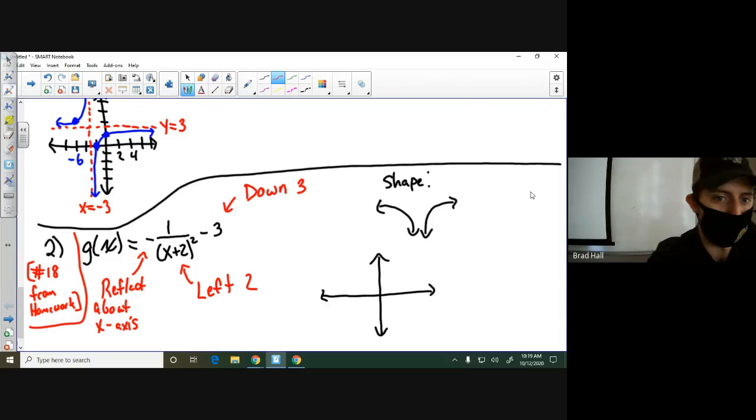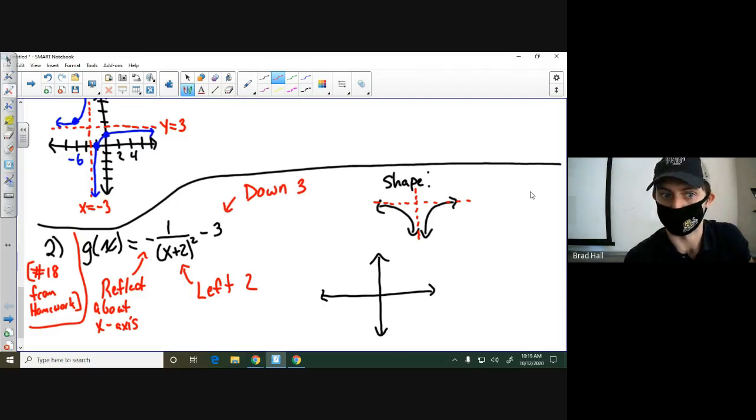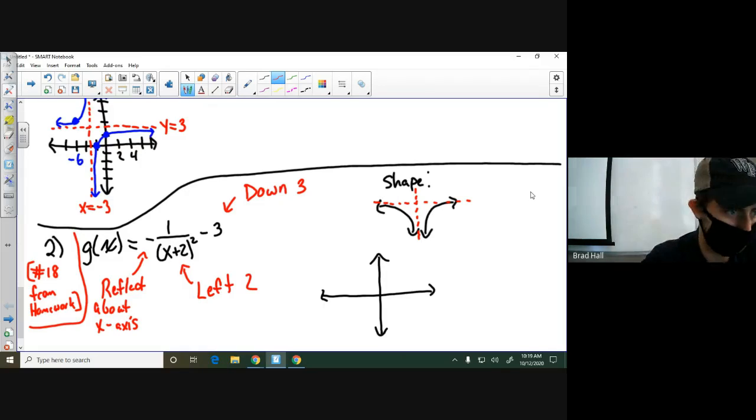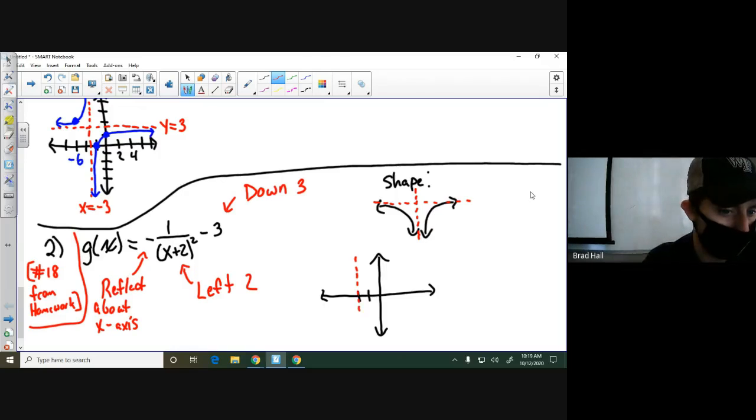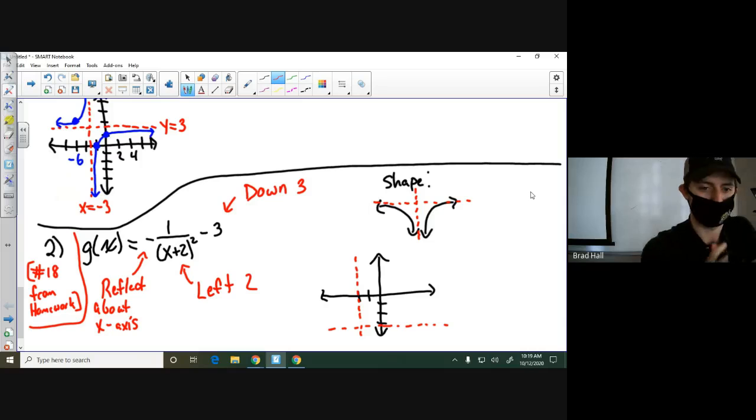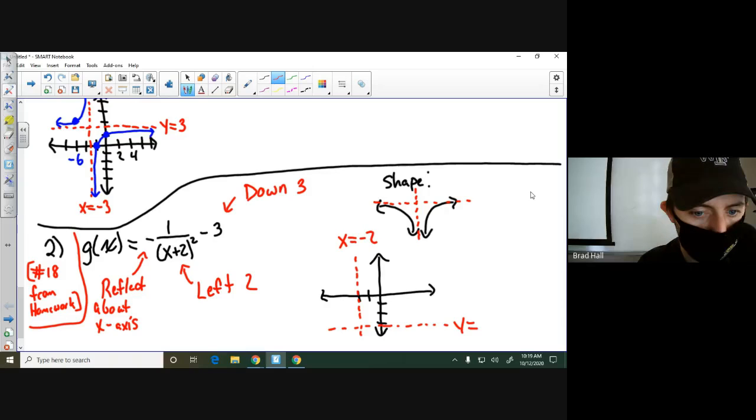So in the original shape, there's asymptotes here and here. Those asymptotes will shift accordingly. So if we go to the left 2, 1, 2, then the asymptote shifts as such. And if we go down 3, 1, 2, 3, well, guess what? The asymptote shifts as such. So this will now be at x is equal to -2, and y is equal to -3.